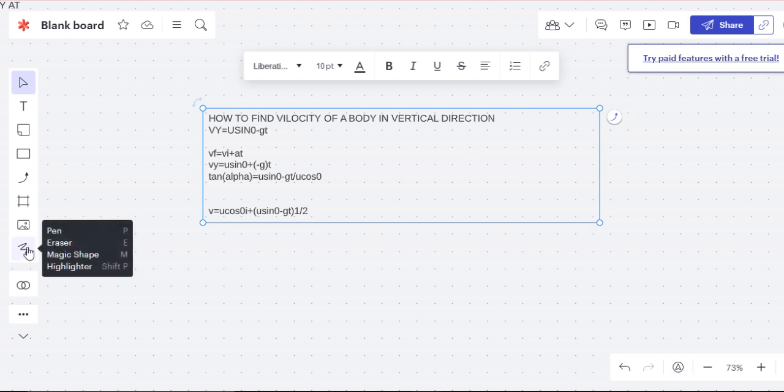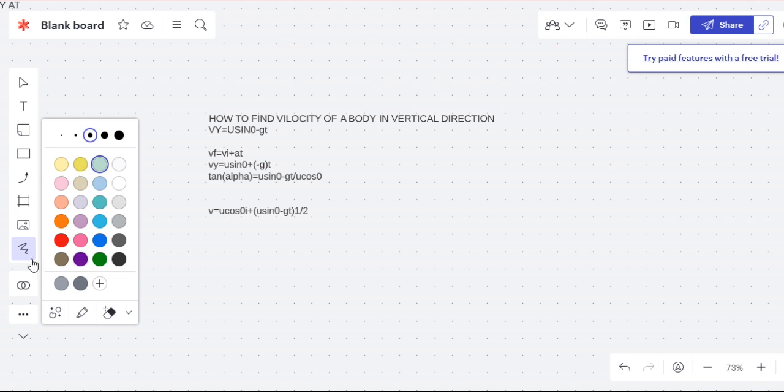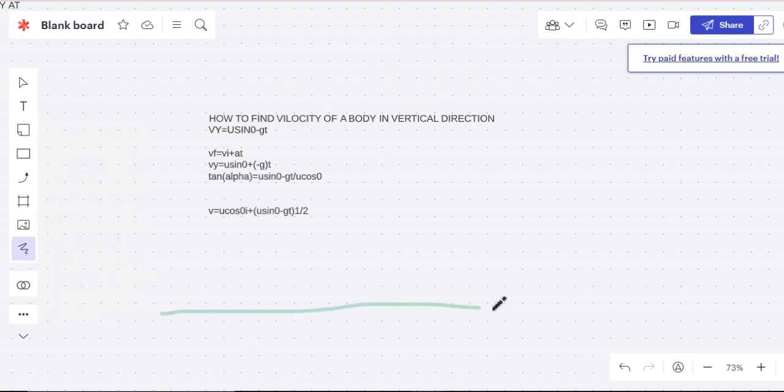For example, I'm drawing the projectile motion here: the projectile path, or trajectory. This is a ball, projected from here to here. What is the velocity of the body at this point? Draw a tangent from here. This is the angle alpha in a counterclockwise direction. Then again drawing a point here, this is the alpha angle in the downward direction. So that you can know the velocity of a body at an instant point.